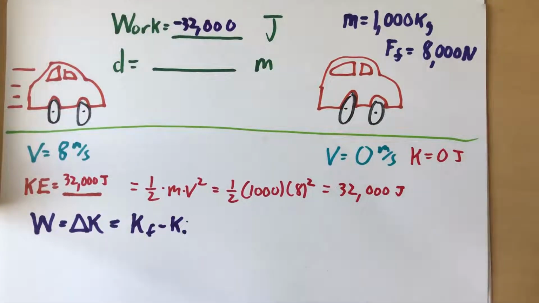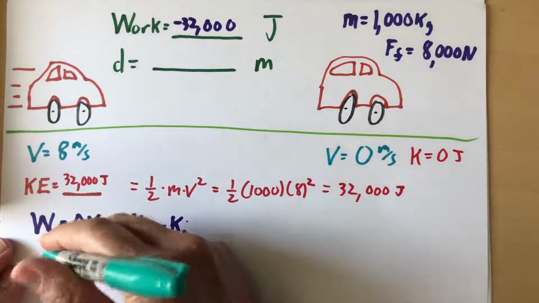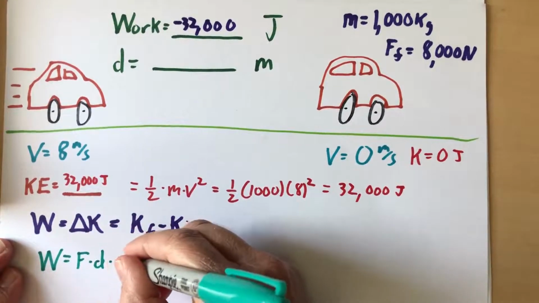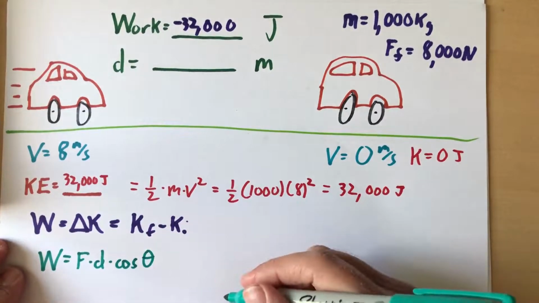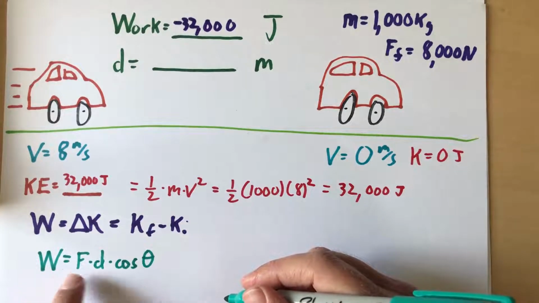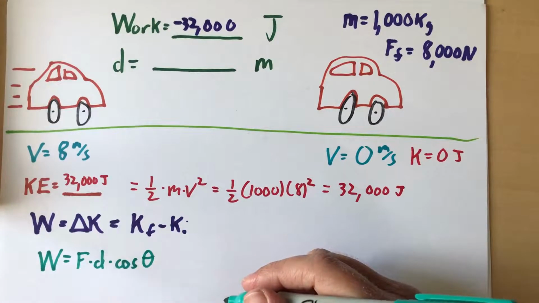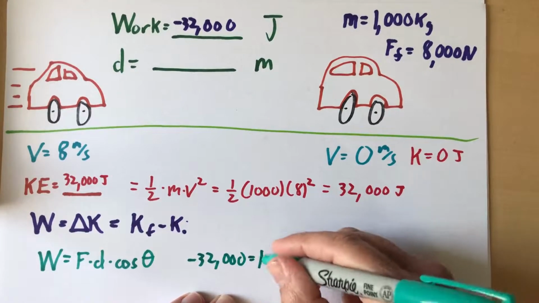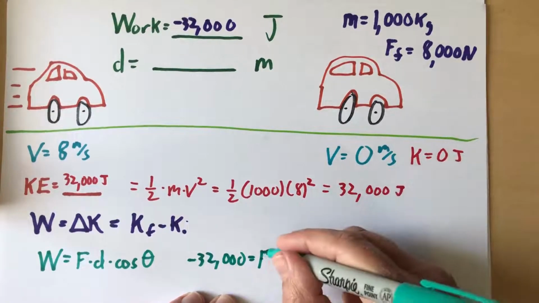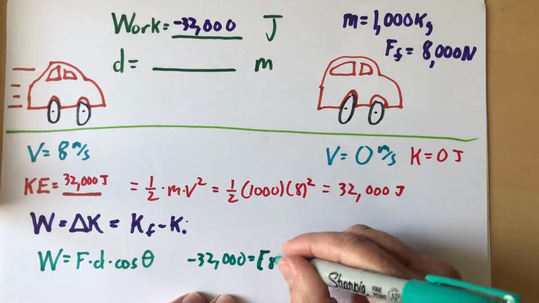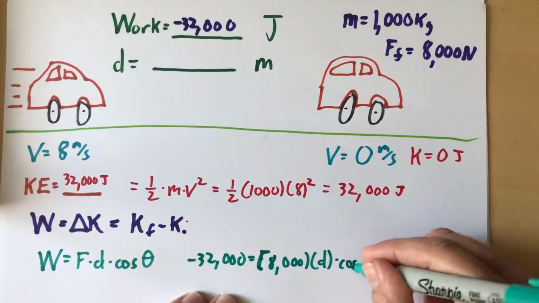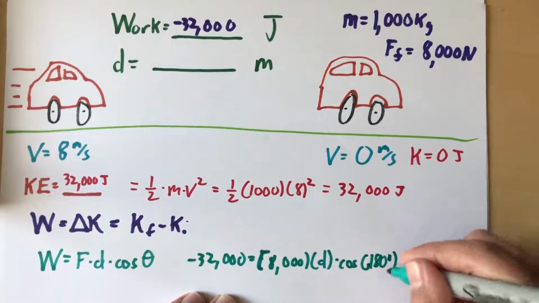So then the last part there is the distance that it moved. So not only is work equal to the change in kinetic energy, but now we can finally say work is equal to force times distance times the cosine of the angle between those two. So we know three of these things, we can find the fourth one. So work, we already know, is negative 32,000. The force they gave us, let me change that to parentheses, is 8,000 newtons. We're looking for the distance, and the angle between the two is 180 degrees.